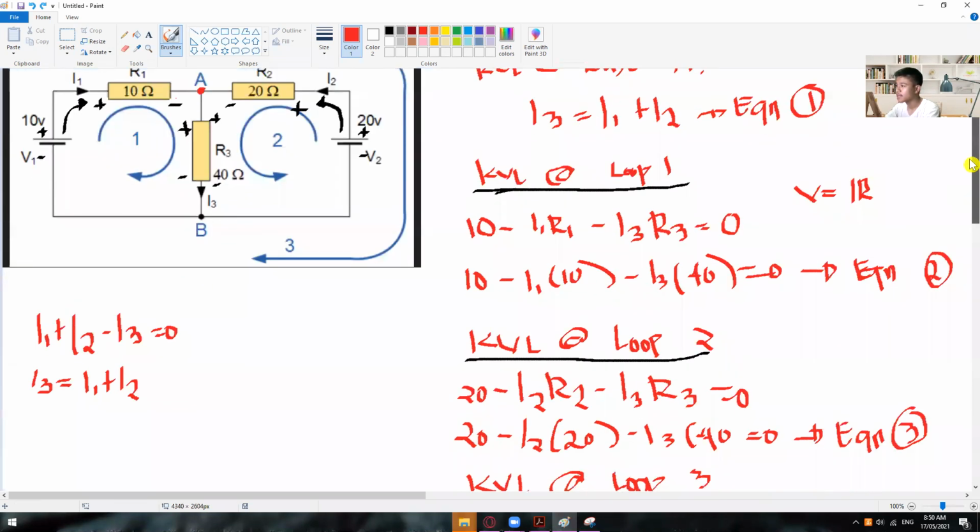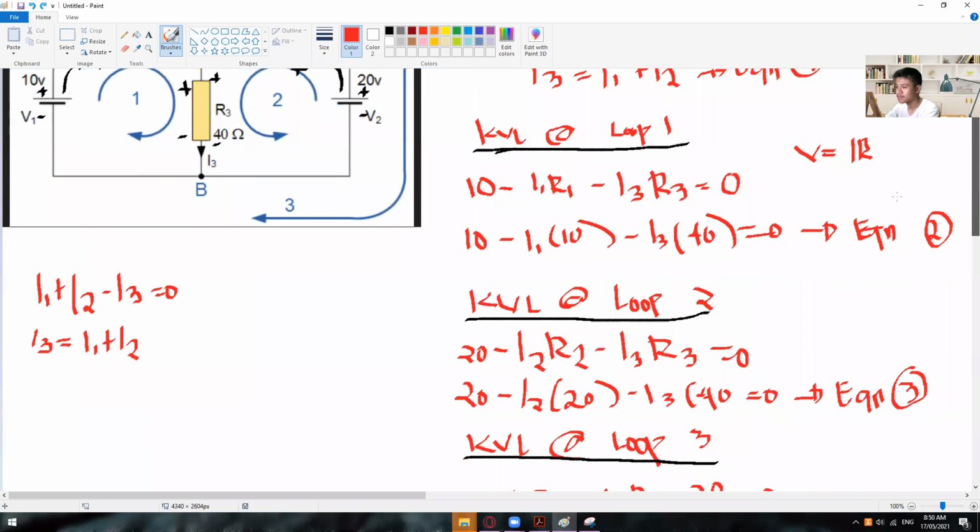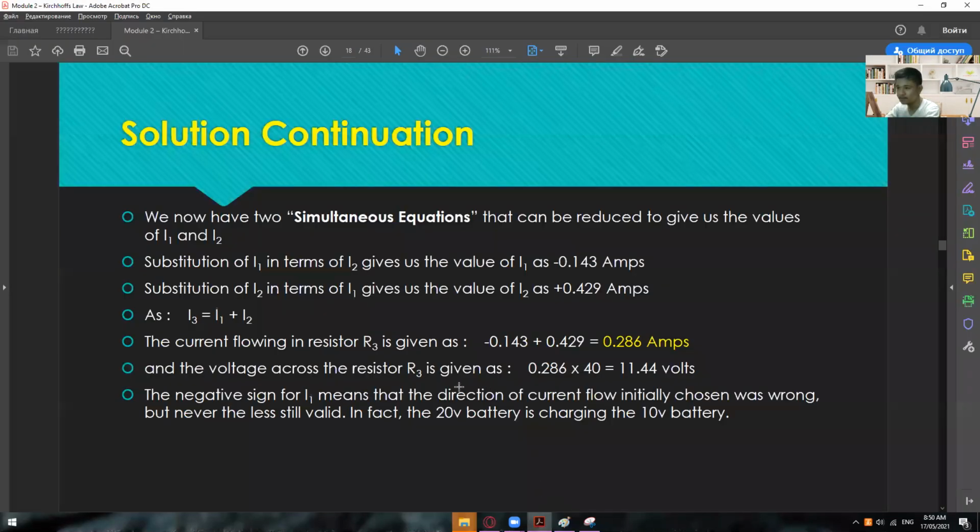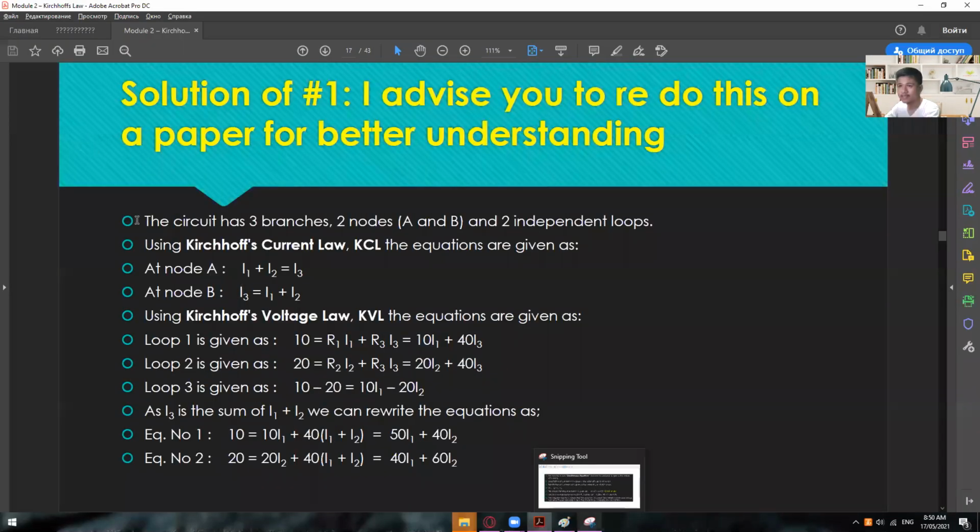Okay, medyo magulo na, lalo na at thread yung ginamit ko. Okay, how about going back in here? Maybe this one is much easier to see.